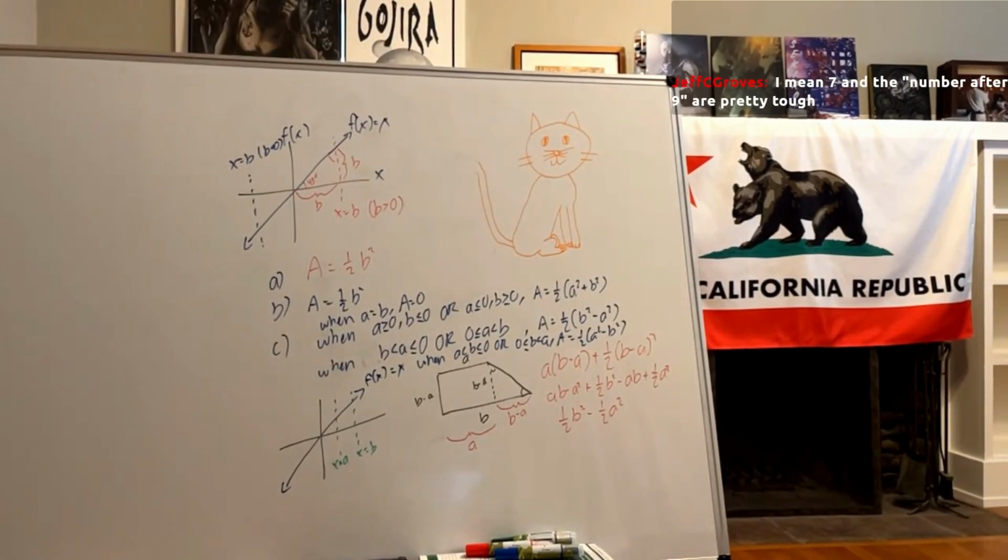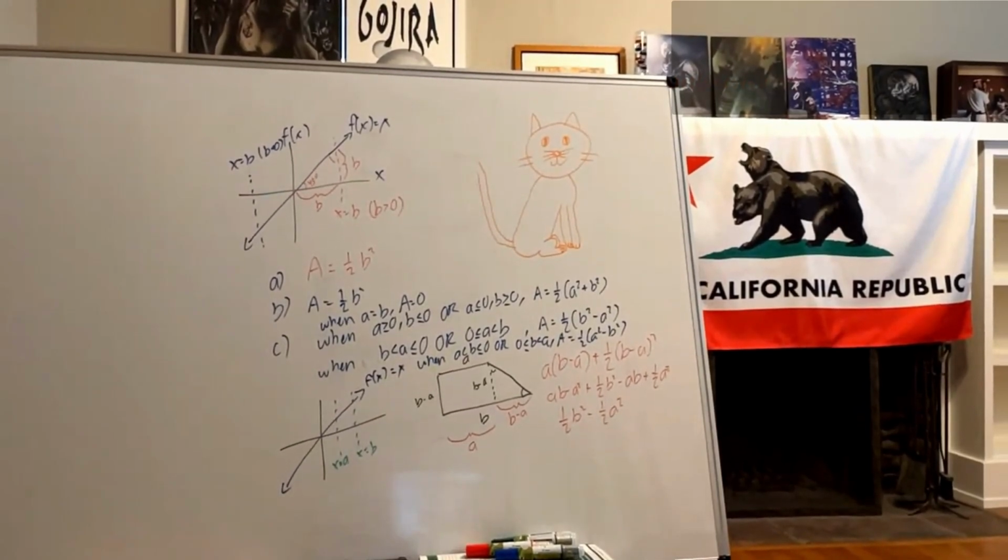7 and the number after 9 are pretty tough. Yeah, I mean, the number after 9 one is... I feel like there's rigorous ways to do it and non-rigorous ways to do it. And I don't know where the solution that Bob said falls on that. But it was good enough for me, at least.